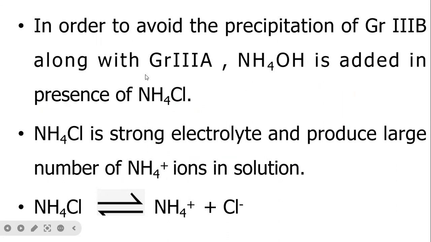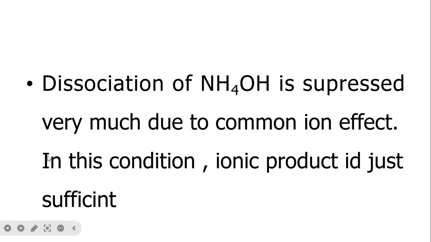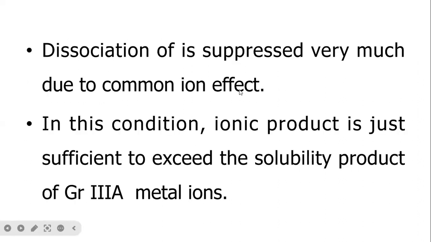Ammonium chloride is a strong electrolyte and produces a large number of ammonium ions in solution. But ammonium hydroxide is a weak electrolyte, which produces a small number of ammonium ions in the solution. The dissociation of ammonium hydroxide is suppressed very much due to the common ion effect. In this condition, the ionic product is just sufficient to exceed the solubility product of group 3A metal ions.